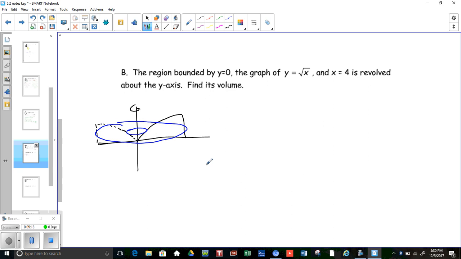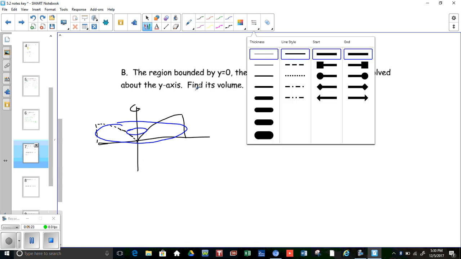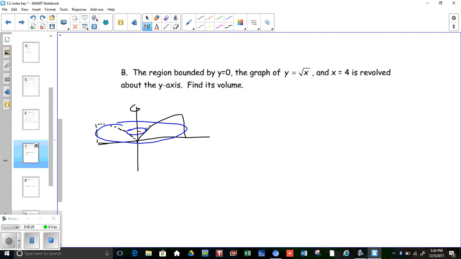That's really, really big, but you get the general idea. It's really hard to write on this tiny little tablet. So what we need is the radii. Outside radius goes all the way out to there. Inside radius goes to here and stops.